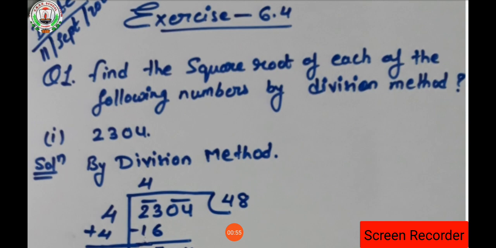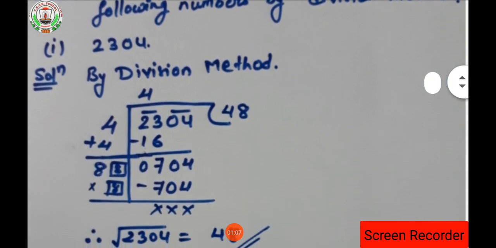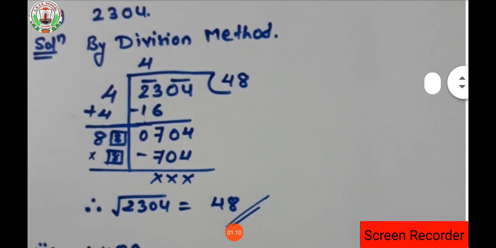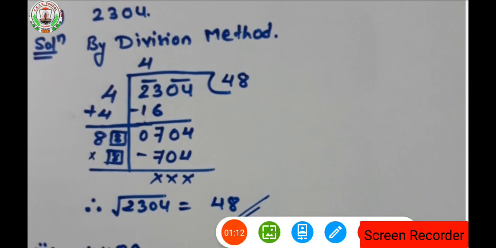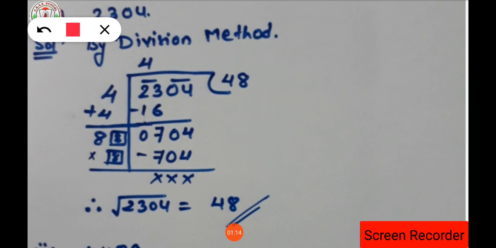Find the square root of each of the following numbers by division method. The division method is also known as the long division method. Okay. Now let's see how to find the square root by the long division method. Suppose we have a number 2304. This is the number we are having. Now look at how to do the long division method.